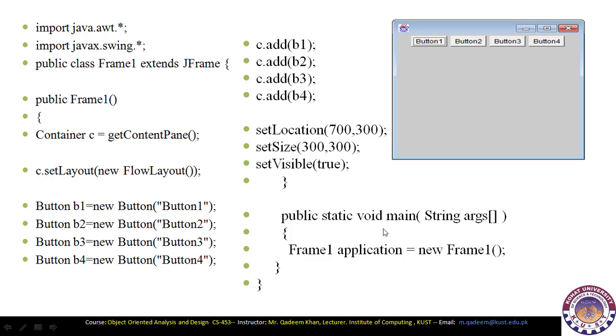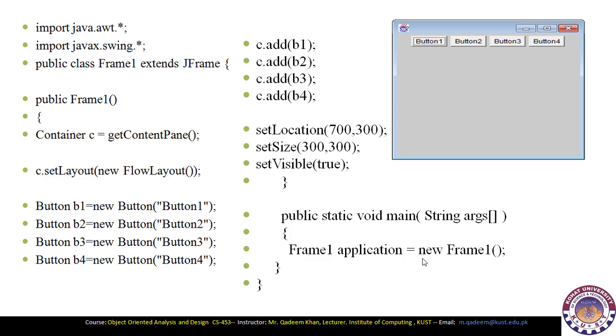Now public static void main is the function which is in fact present in every Java program, and the program execution starts from public static void main. Here we have just instantiated or defined the object of the frame1. So frame1 application = new frame1(); this will define the object here.